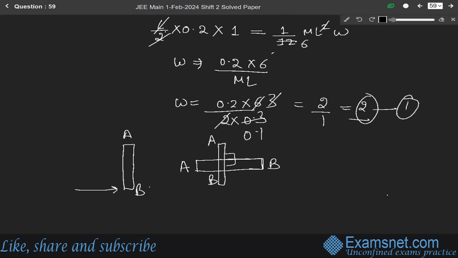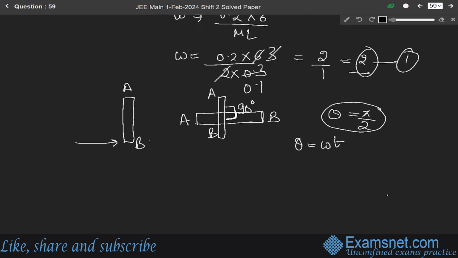So the angle between them is what? 90 degrees. So now we can write theta as pi by 2. And we know that theta equals omega into T. So from this, we get T equals theta over omega. For this, theta is pi by 2, and from equation 1 omega equals 2. So we get T equals pi by 4.